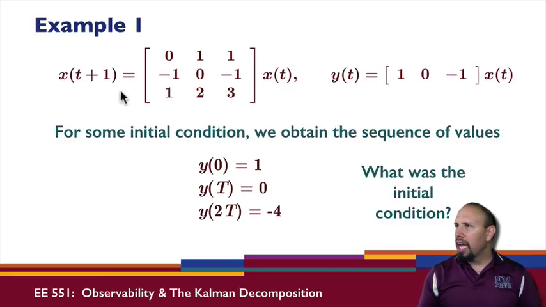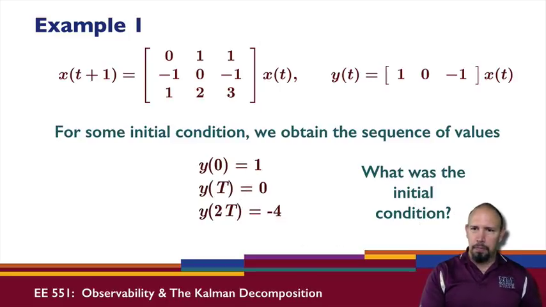Here's an example. I have this system, and notice in this case I don't even bother to have an input because I'm only concerned with the observability. Here's my output y, and for some initial condition, again with no input, I get this sequence of values coming out. And so the question is, what was the initial condition, given that these were the output values?